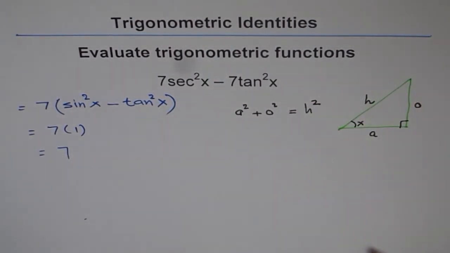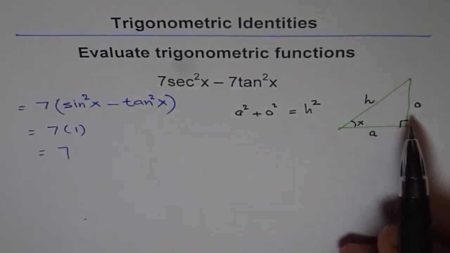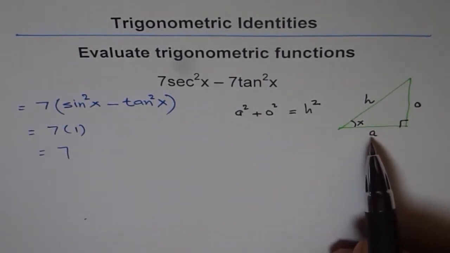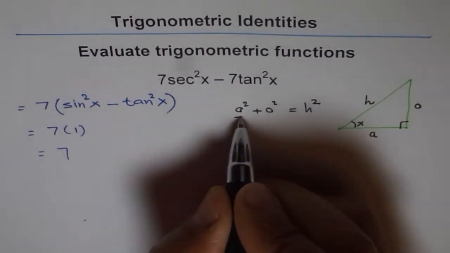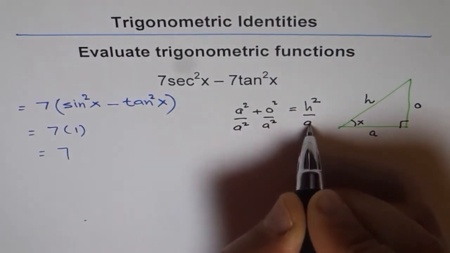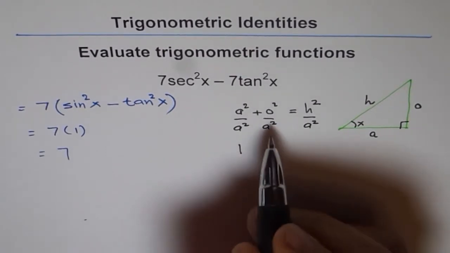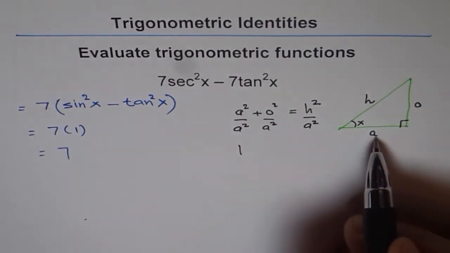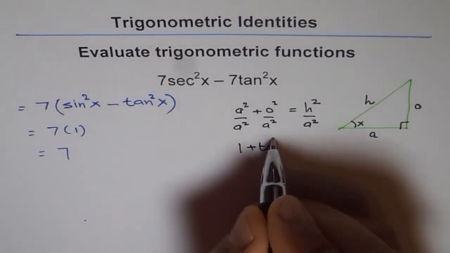Now to write it in terms of tan or secant, tan is what? Opposite over adjacent, right? So let's divide all sides by a square. If I divide by a square everywhere, what do I get? A square divided by a square is 1, right? O over a, opposite over adjacent, is tan, and square. So it is 1 plus tan square x.